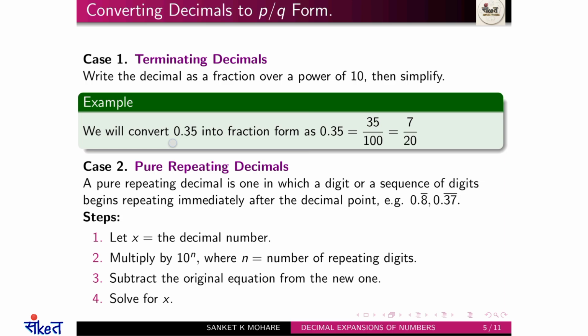Whenever we have a terminating decimal number given, then we have to write a fraction over a power of 10, and then we have to simplify.